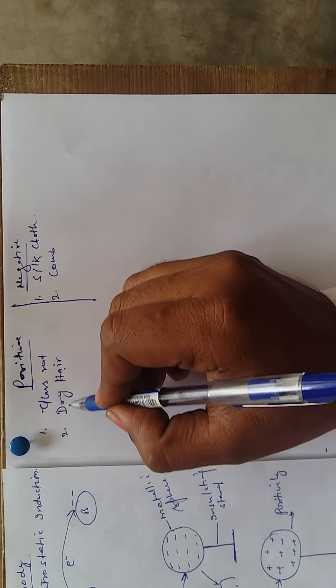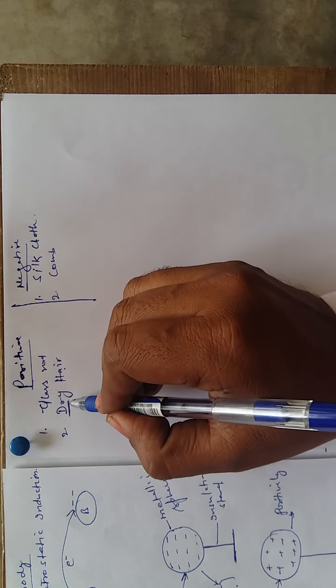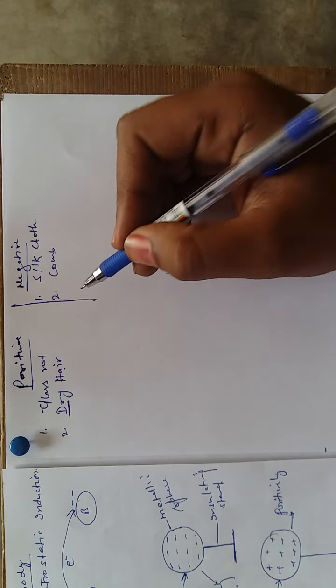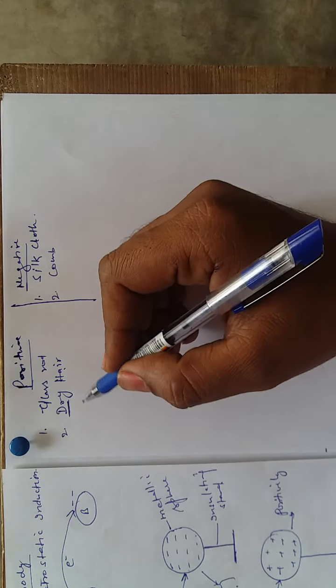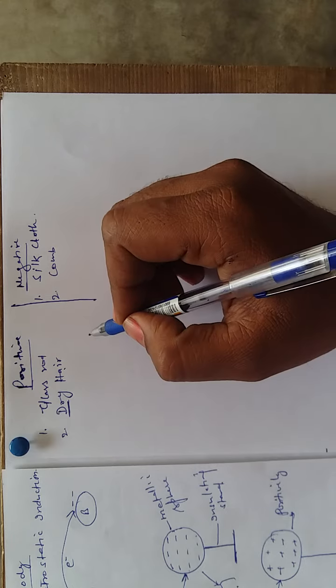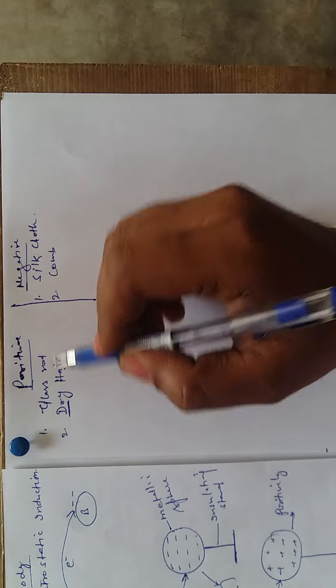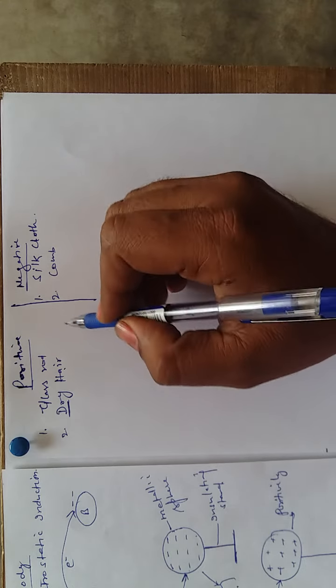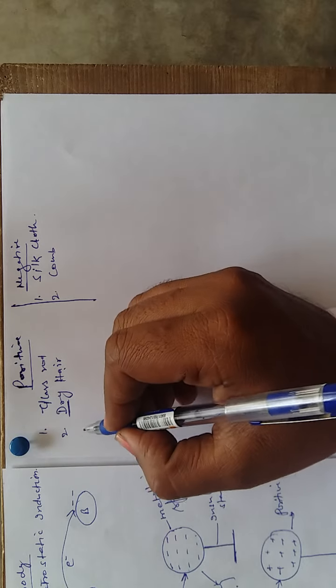Here we are using dry hair. Why are we using dry hair? Because if we use dry hair, then friction will be more, but if hair is wet, then friction will be less and transfer of electrons will not take place. So for charging the comb, we use dry hair.